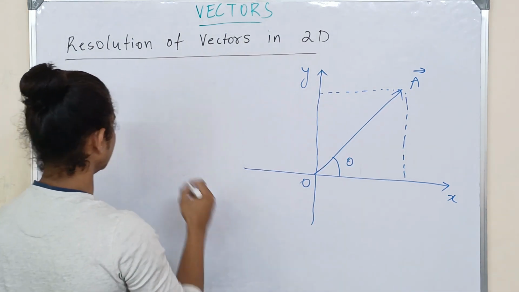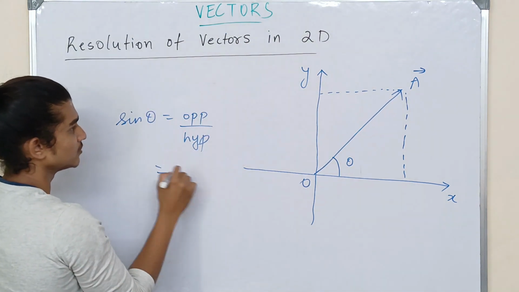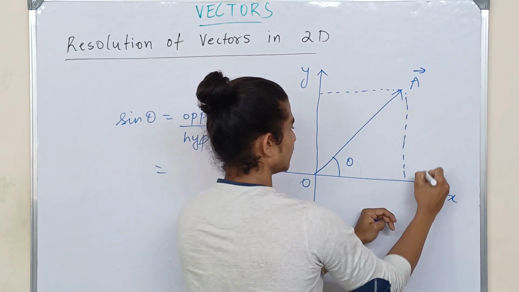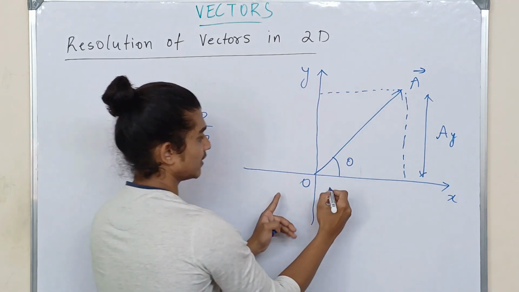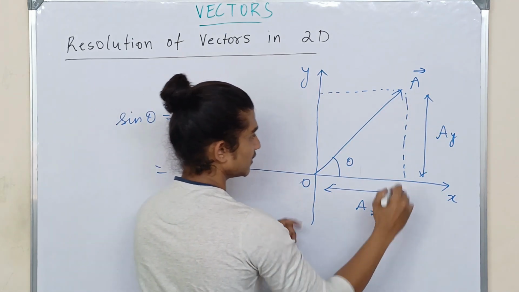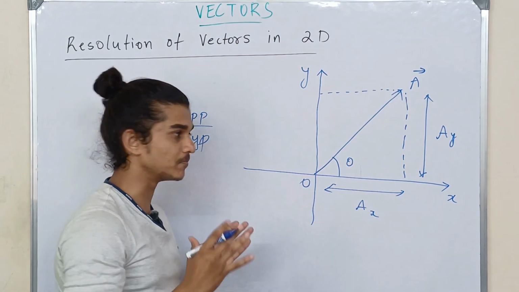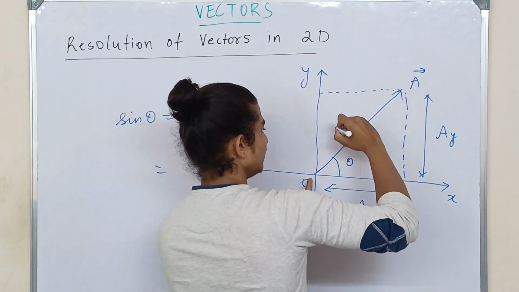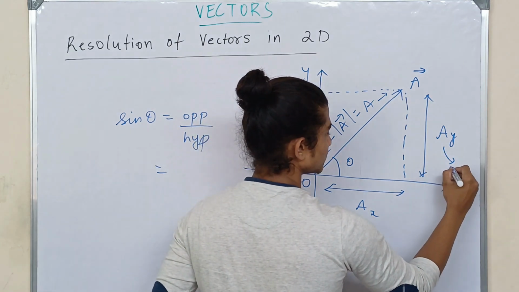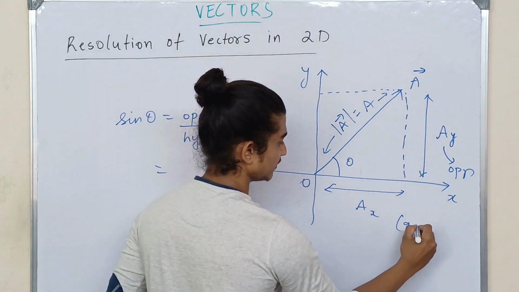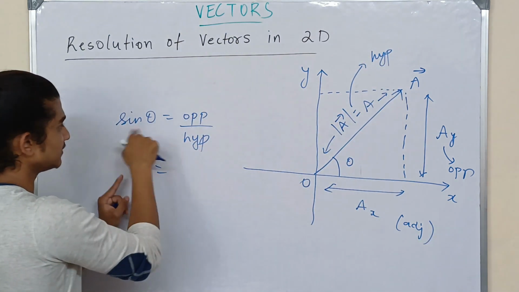So if I apply sine theta, which is opposite by hypotenuse, the opposite is this particular length. Let me take it as ay because this is along the y-axis, and this I'm going to take as ax, and the length of this particular thing is the magnitude. I told you the length of a vector is its magnitude. So the length of this vector is my magnitude of A, or simply A. So this is my opposite side, opposite to theta, this is my adjacent side, and this is my hypotenuse.